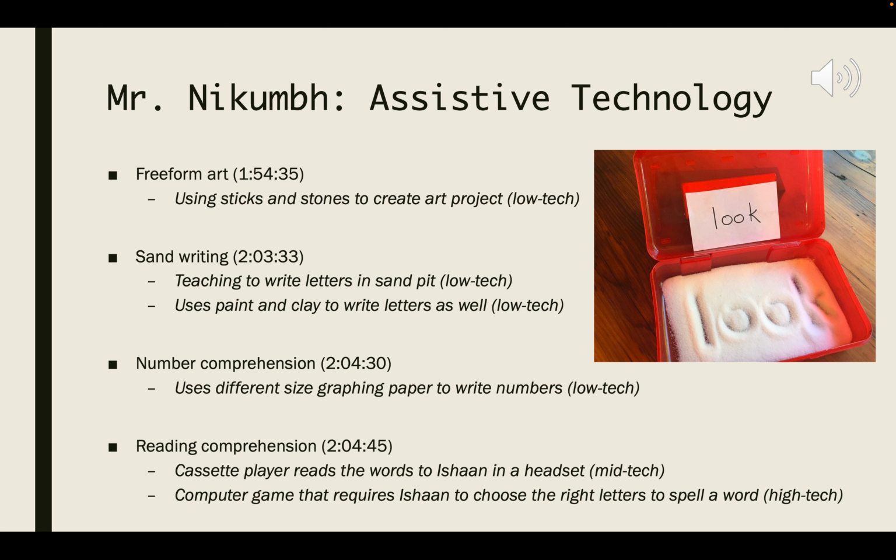The last time we see Ishan using AT is when he's going through his reading lessons. He starts off by using a cassette player that reads the words on the page to him, and Ishan uses a headset to listen to the speaker as he repeats what is said. This could be considered as mid-tech AT. He's also playing a computer game that looks like it requires him to choose the right letters in order to continue successfully playing the game. I'd say this would be high-tech AT since he's using computer-based assistance.